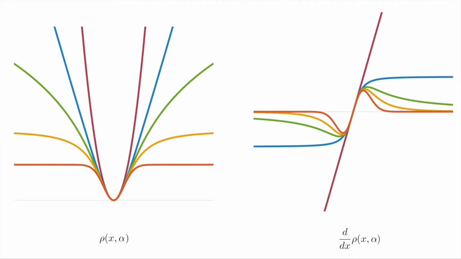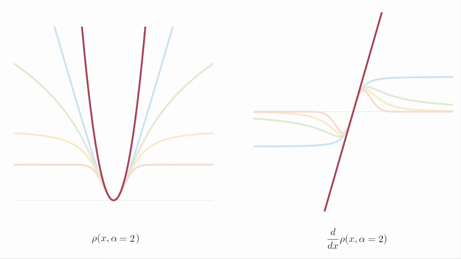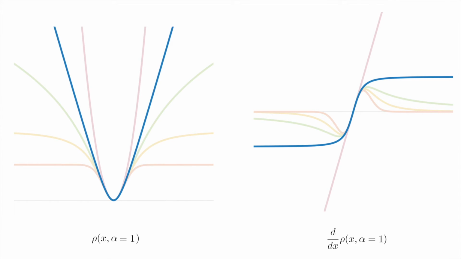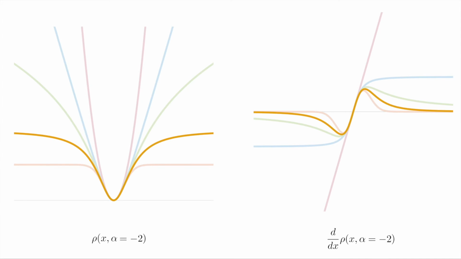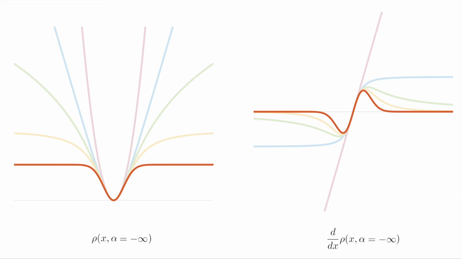To get a sense of how this family of losses behaves, it's helpful to look at the derivative of the loss. When alpha is 2, the derivative is linear, which means that larger errors result in larger gradients. When alpha is 1, the gradient saturates, which means that large errors have as much effect as moderate errors. Then, when alpha gets smaller, the gradient begins to redescend towards 0 as errors get larger. This means that large errors have less influence than moderate errors. Then as alpha continues to drop, the effect of outliers on the gradient becomes even smaller.